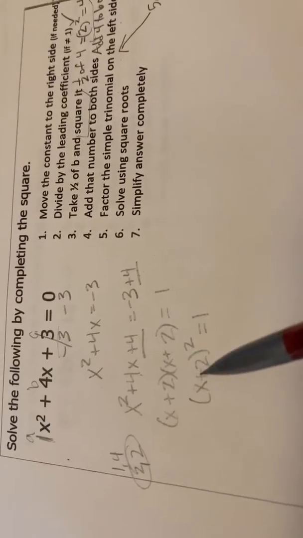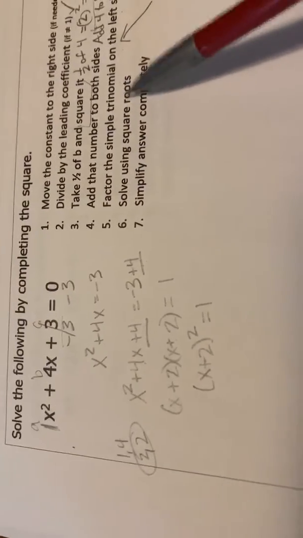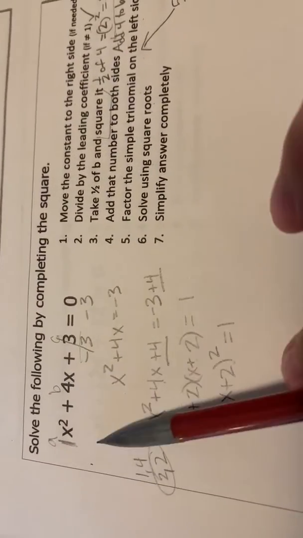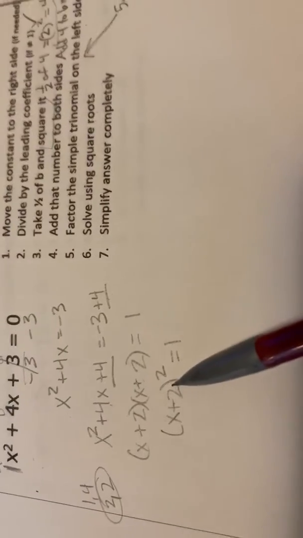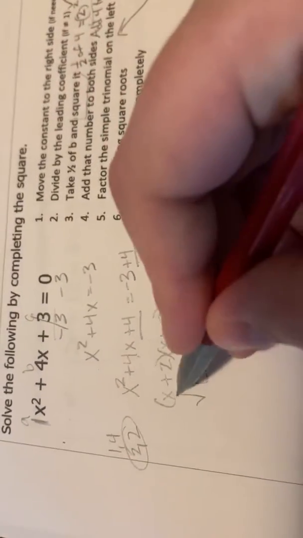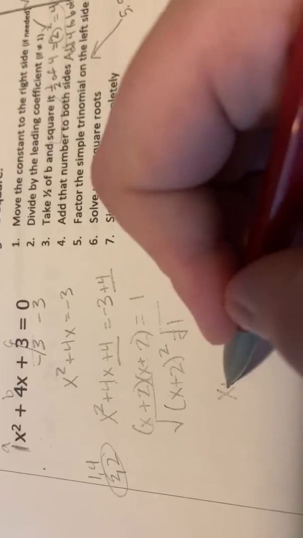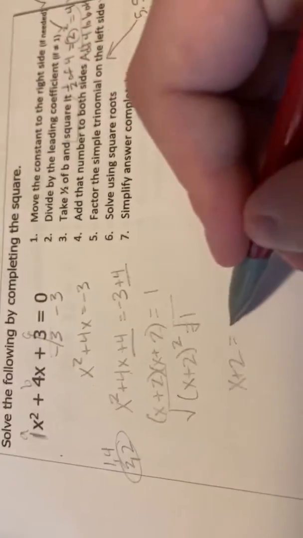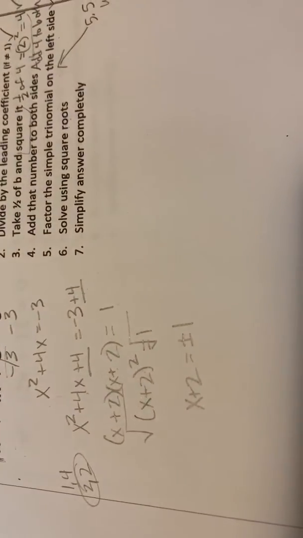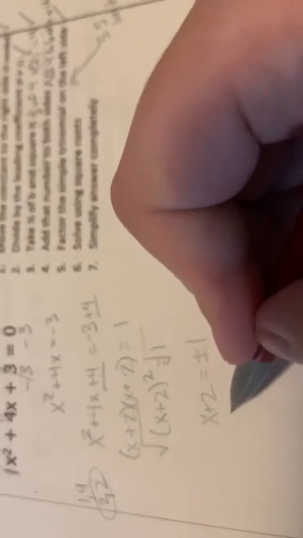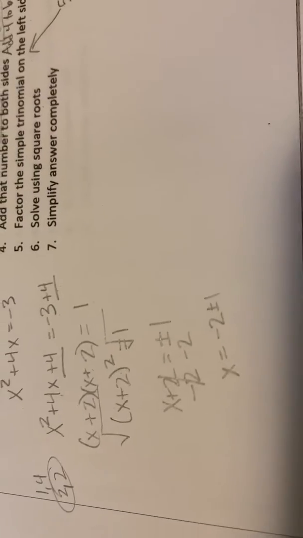What just happened right there is magic, because now I can solve using square roots. At the beginning, I couldn't solve using square roots because I had too many x's, but now I can. So I get rid of the squared by square rooting. The square root of 1 is plus or minus 1. And then I subtract the 2 and put it in front of the plus or minus. I can figure out what negative 2 plus 1 is and what negative 2 minus 1 is, so I need to keep going.